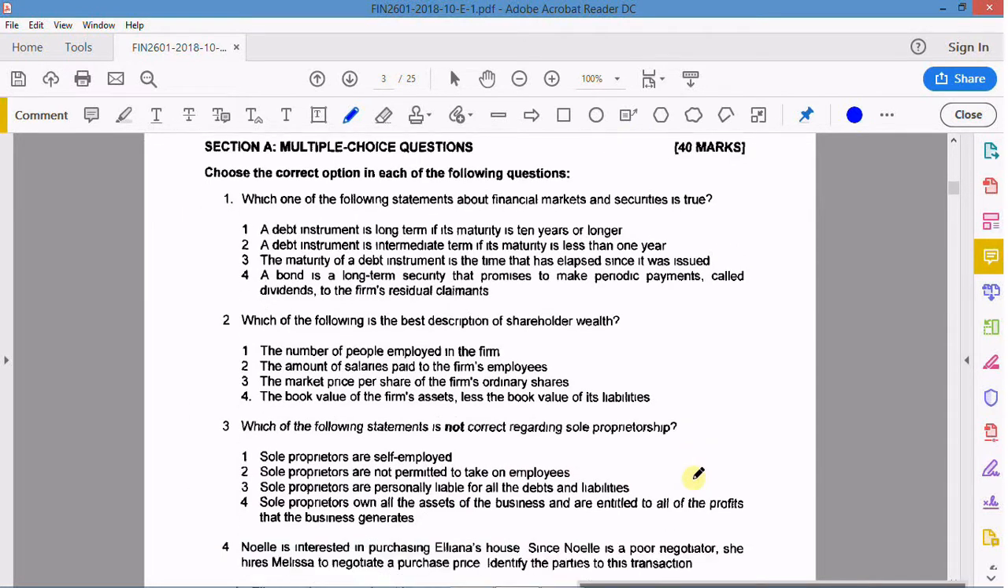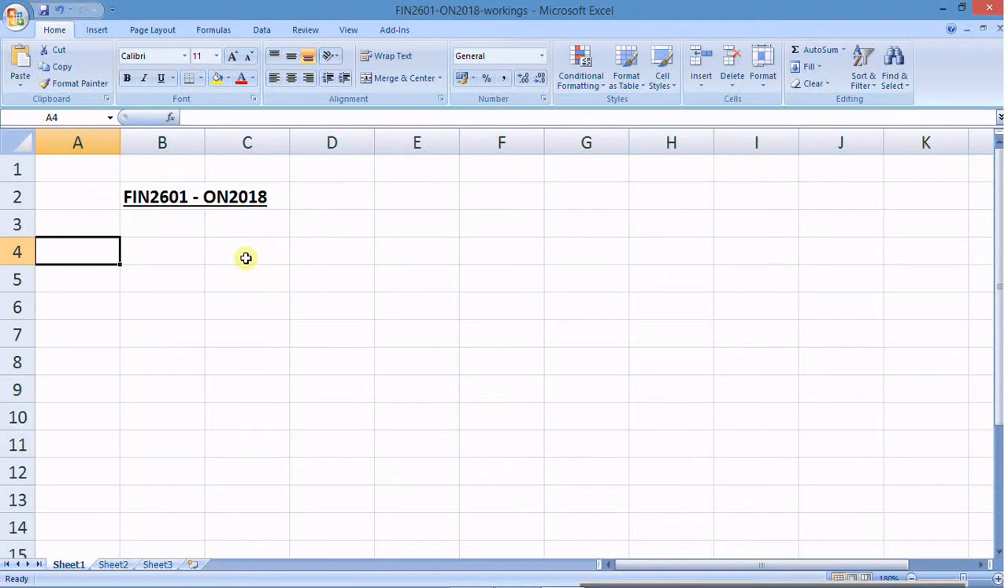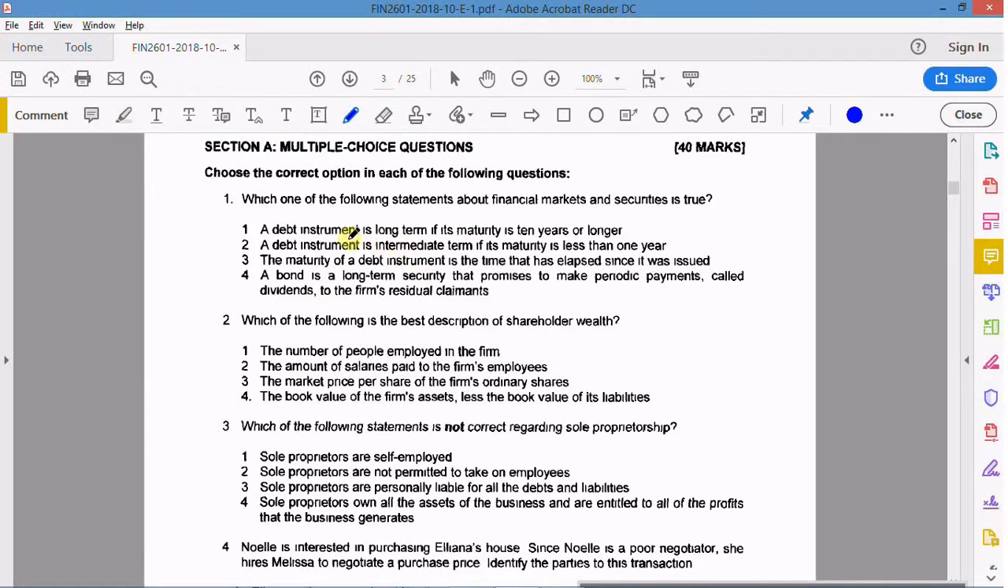Right, so I'm just going to start with multiple choice and just go through it normally. Okay, so MCQ. Question one. Question one is theory. Which one of the following statements about financial markets and securities is true? A debt instrument is long-term if its maturity is 10 years or longer.